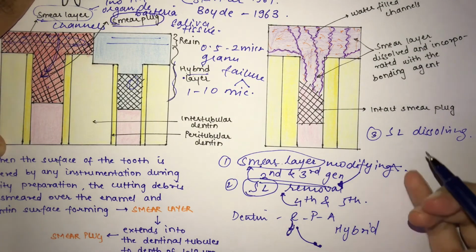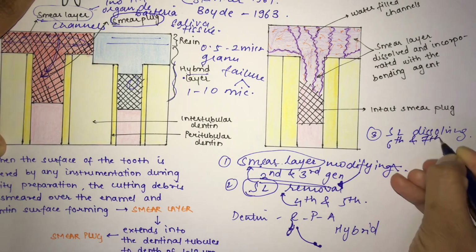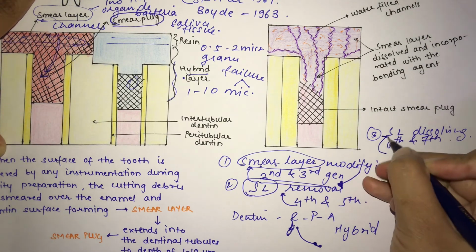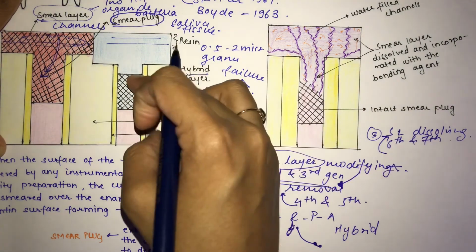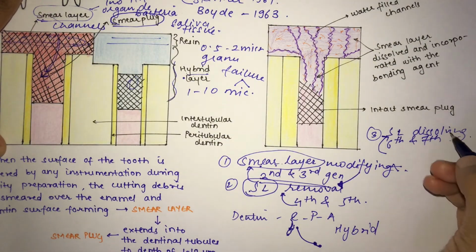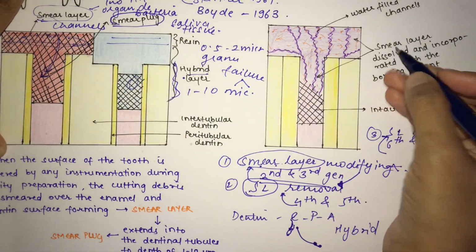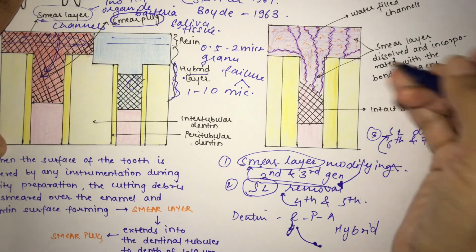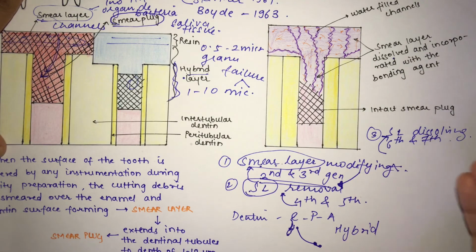One more approach is the smear layer dissolving. In this, the sixth and the seventh generation dentin bonding agents lie under this approach. This results in the dissolution and the inclusion of the smear layer in hybridization. So that becomes your dissolving. Here you're involving the smear layer in the hybrid layer itself. Over here you can see the smear layer is dissolved and incorporated with the bonding agent. So this is nothing but your third approach, that is the smear layer dissolving.